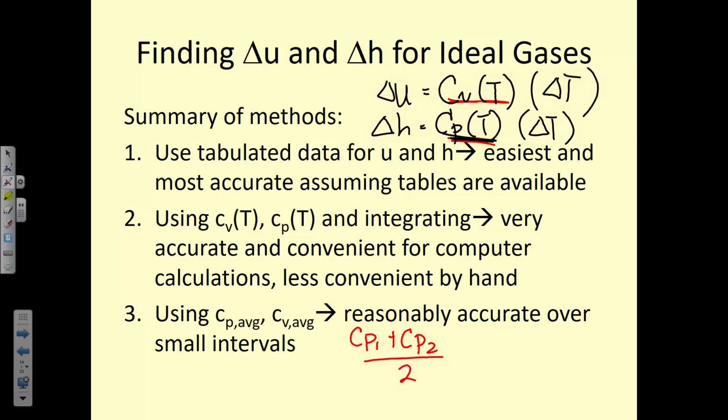Or you can find C sub P at some T average, which is T2 plus T1 over 2. So you either find the average temperature and look up your C sub P or your C sub V value, or you look them up at the initial and final temperature and then average those 2 values together. Depending on which way you do it, you're going to have a slightly different answer, but it'll be close enough. And if you're working over relatively small temperature intervals, the error won't be too great because it's fairly linear over small intervals.